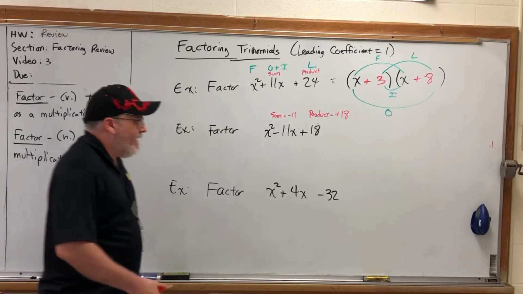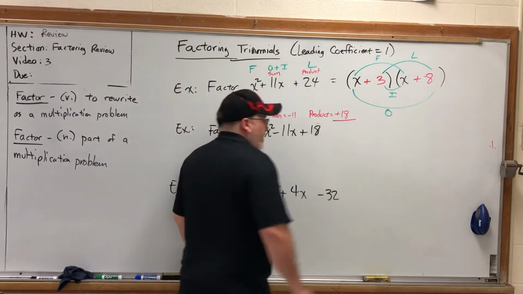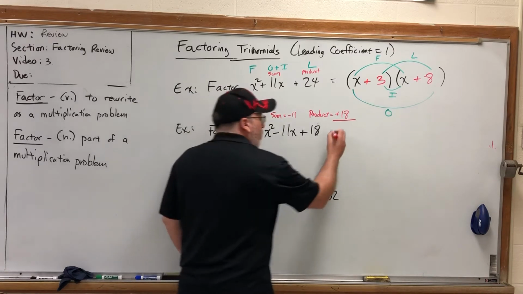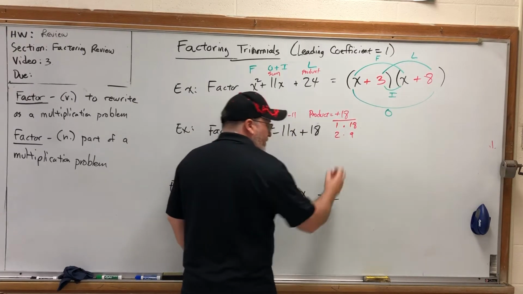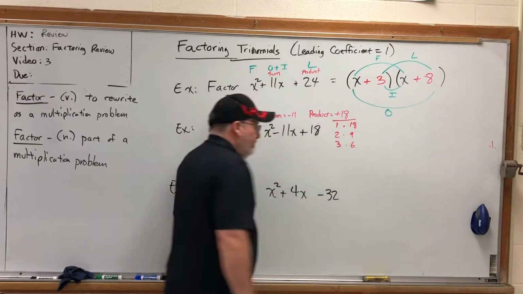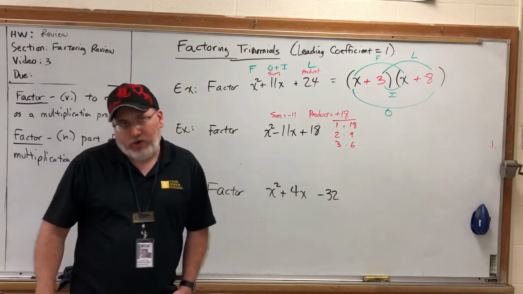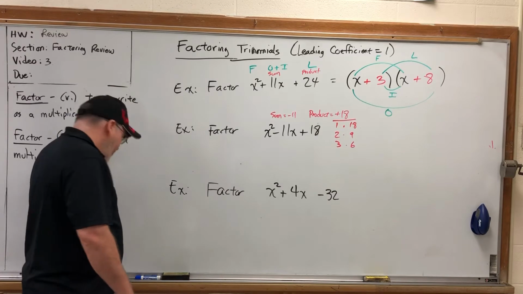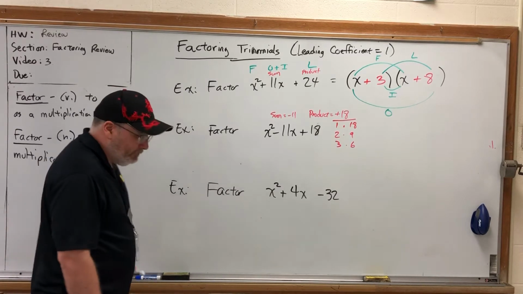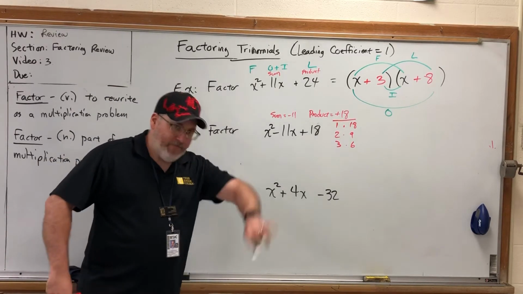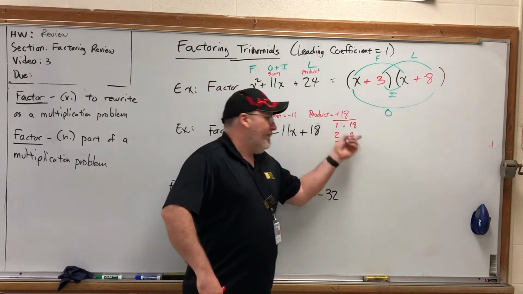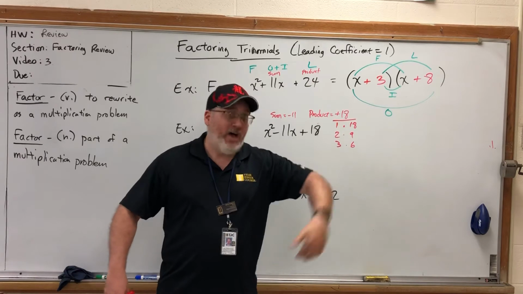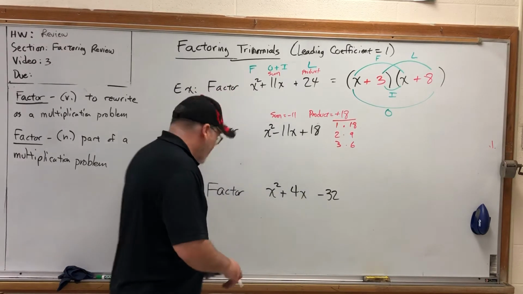Well, let's go through the factors of 18, or rather I should say the factor pairs. 1 times 18 is 18, 2 times 9 is 18, 3 times 6 is 18. So we only have 3 factor pairs to process. Which of those pairs has the sum of negative 11? It's a trick question. None of them have a sum of negative 11. If you were thinking 2 and 9, last time I checked, 2 plus 9 is positive 11. I need a sum of negative 11.